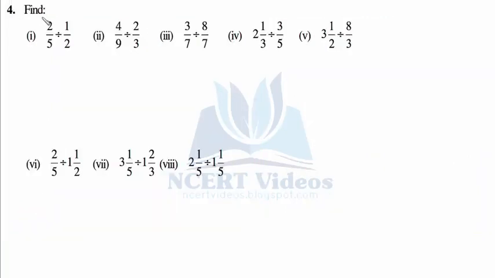Question 4, find. First part, 2 by 5 divided by half, 4 by 9 divided by 2/3, 3 by 7 divided by 8 by 7, 2 and 1 by 3 divided by 3 by 5, 3 and a half divided by 8 by 3, 2 by 5 divided by 1 and a half, 7th is 3 and 1 by 5 divided by 1 and 2 by 3, last is 2 and 1 by 5 divided by 1 and a half.